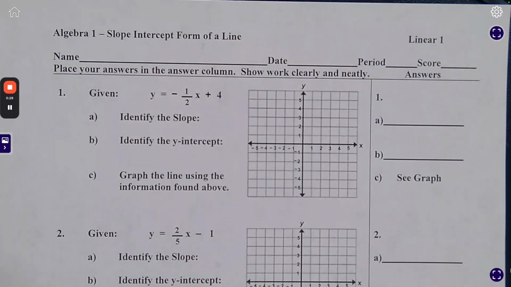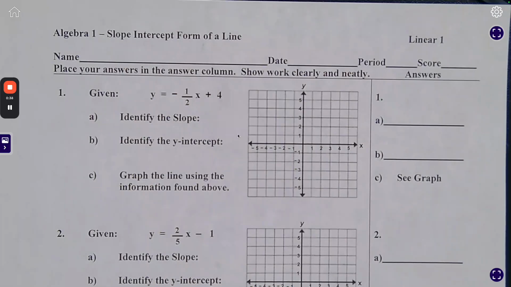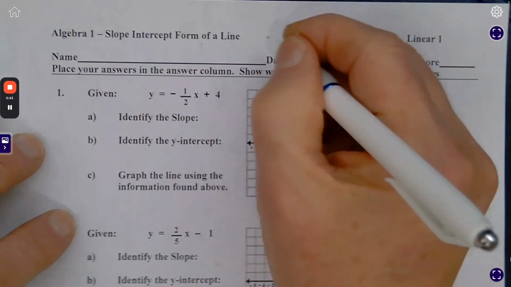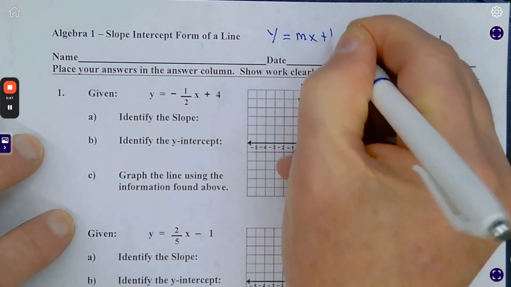All right, let's go. Okay, so we're going to graph a line in slope intercept form. Now, slope intercept form is y equals m times x plus b.